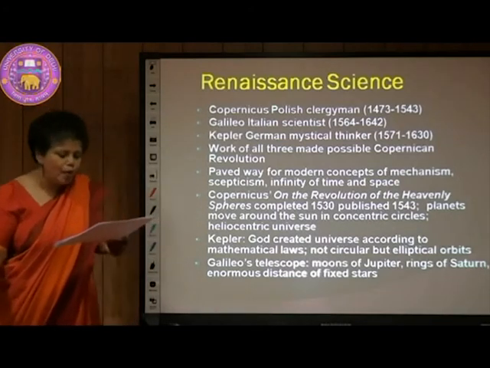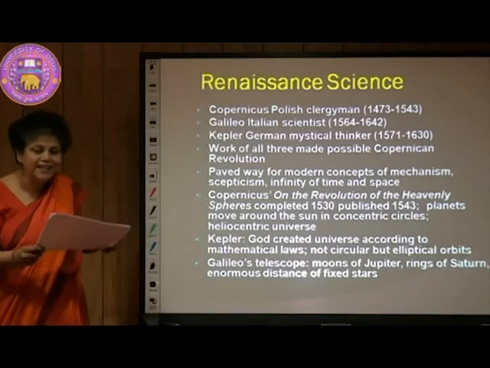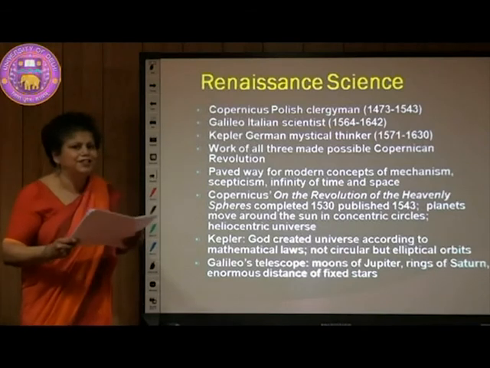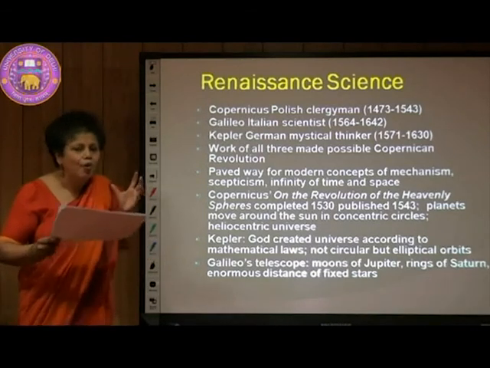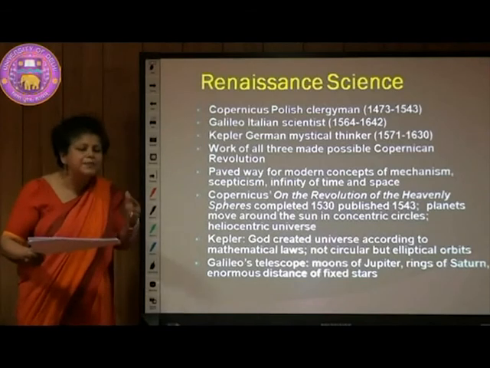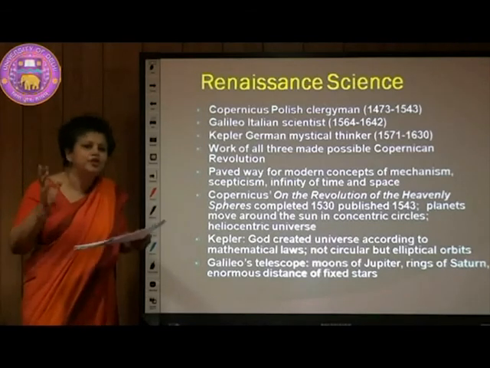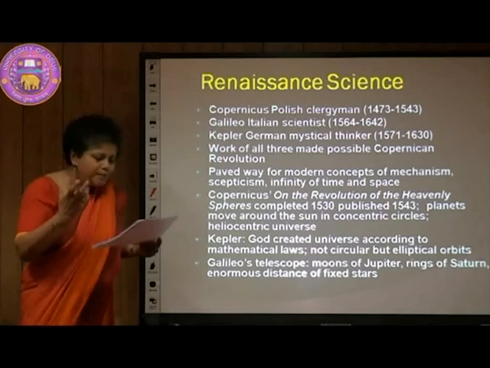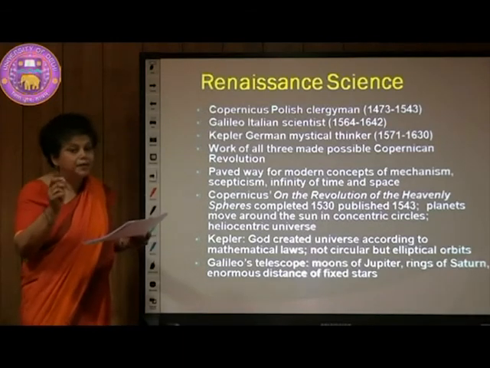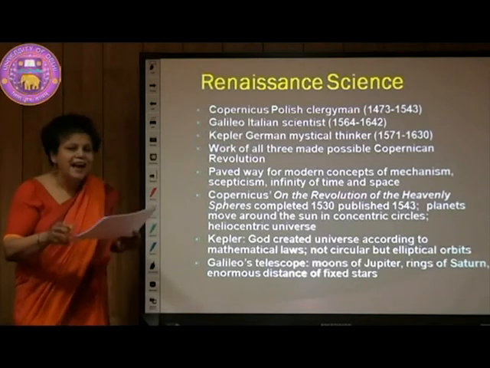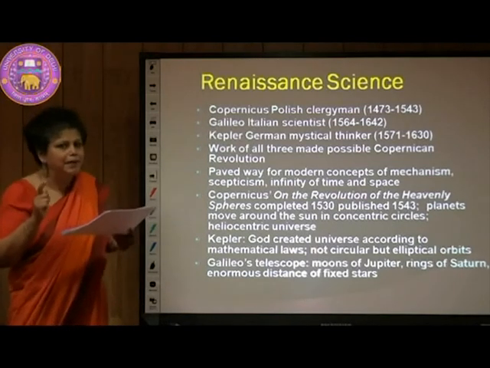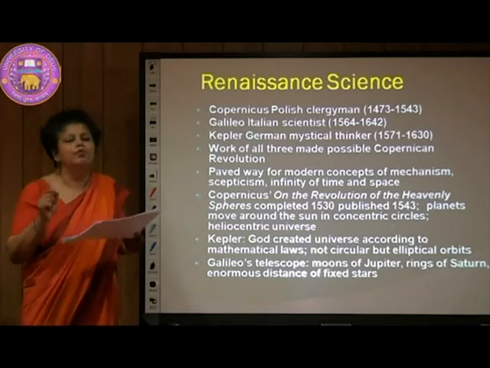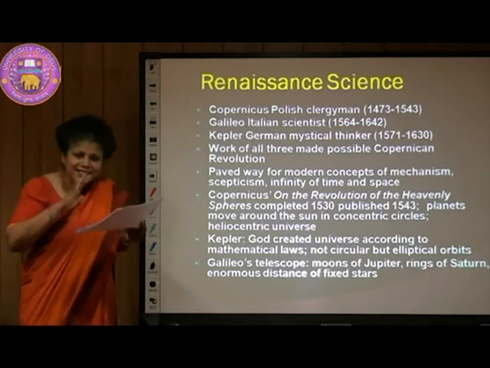Copernicus's famous book on the revolution of the heavenly spheres was completed in 1530, but published only in 1543. Why? This is a clergyman who knows that he's going to upset the way people think about the universe as a result of his discoveries. So he puts off publishing this till 1543, which is also the year he dies. And he is the man who says that the planets do not move around the earth, they move around the sun.